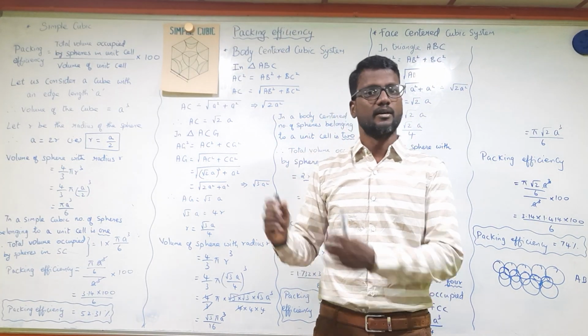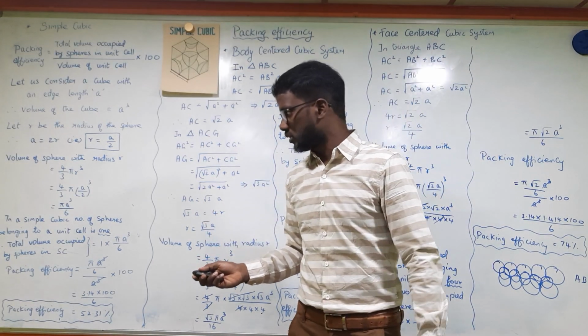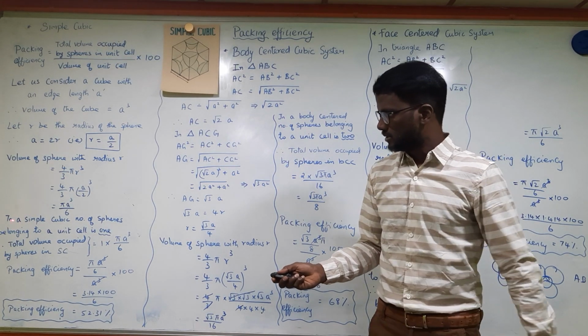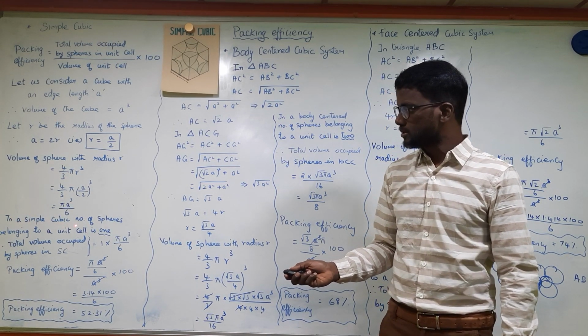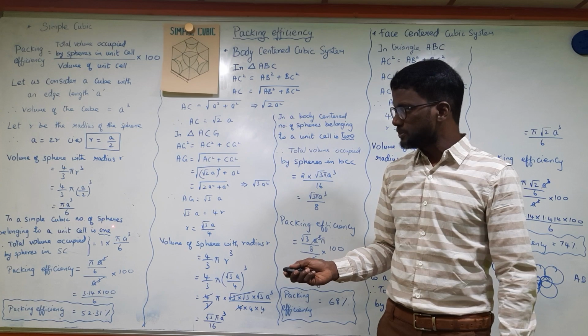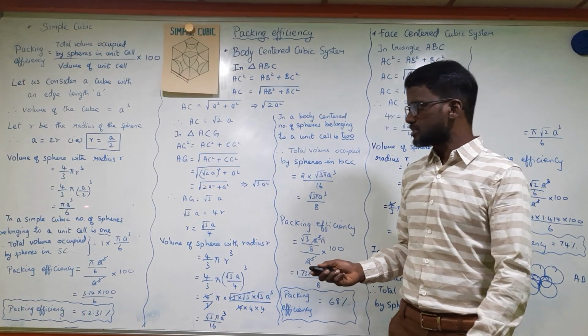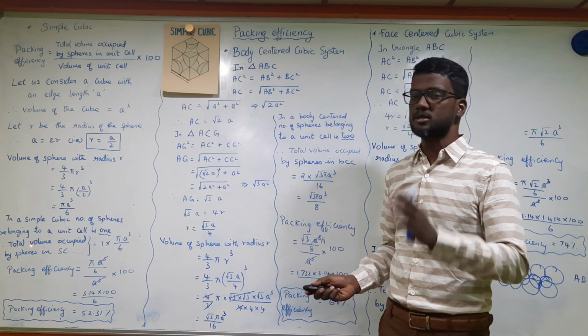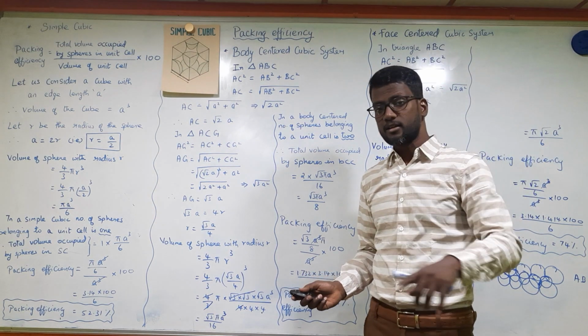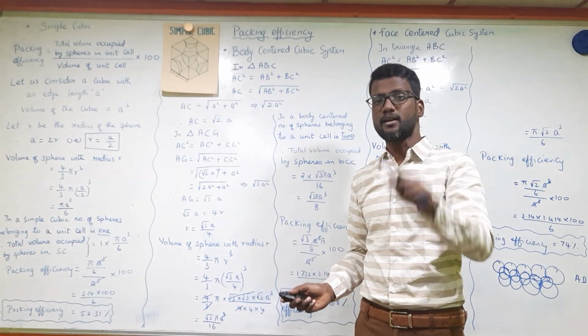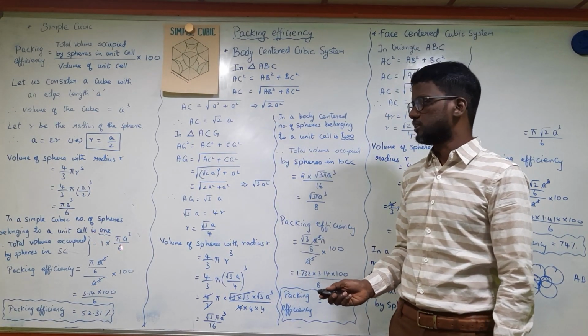Hope you remember the calculation what we learned. That's what the next topic, the next continuation is. In a simple cubic, number of spheres belonging to unit cell is going to be 1. Okay, so now you just see total volume occupied by spheres in a simple cubic, that is total number of atoms per unit cell into volume occupied by one sphere, that's equal to 1 into the whole thing.